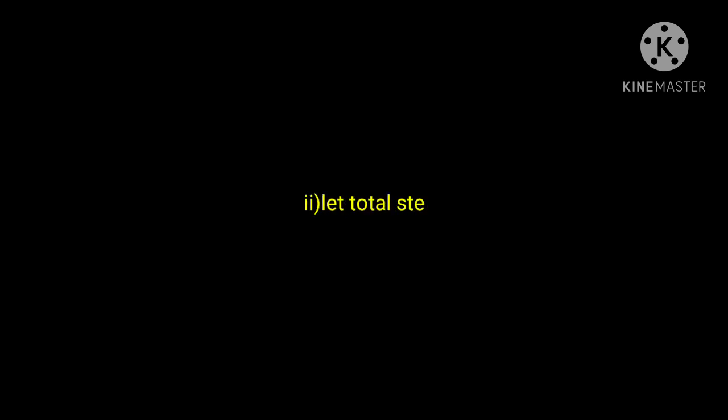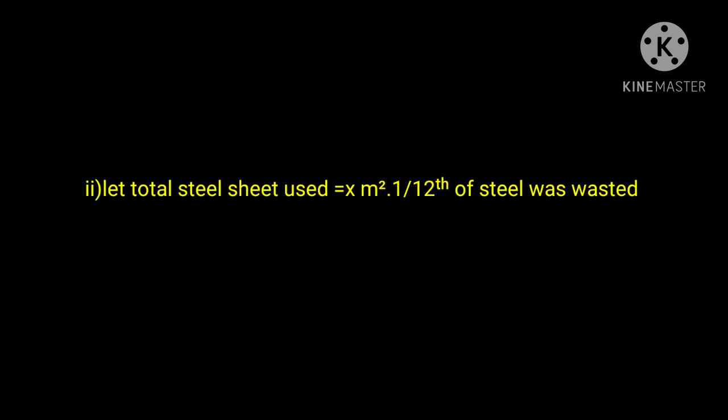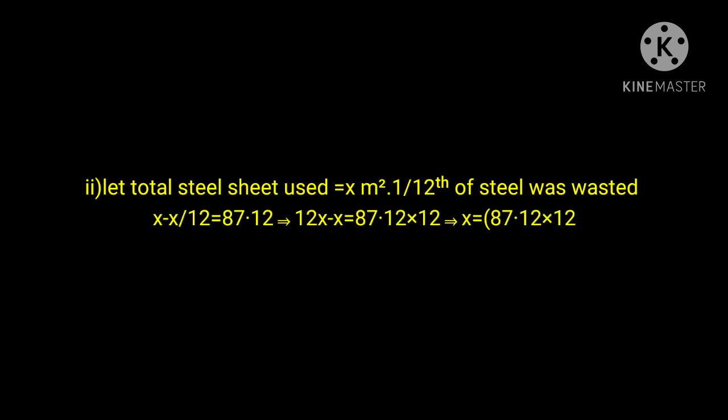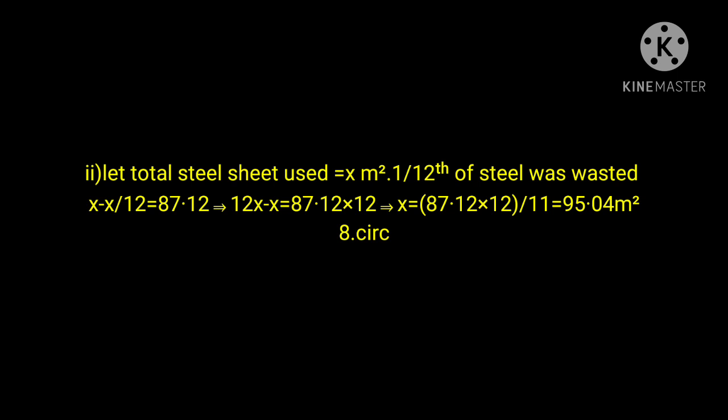Next, second one, let total steel used be X meter square. In that, 1 by 12th of steel was wastage. So we get X minus X by 12. From total minus wasted is equal to 87.12, implies 12x minus x is equal to 87.12 into 12, so x is equal to 87.12 into 12 by 11 is equal to 95.04 meter square.